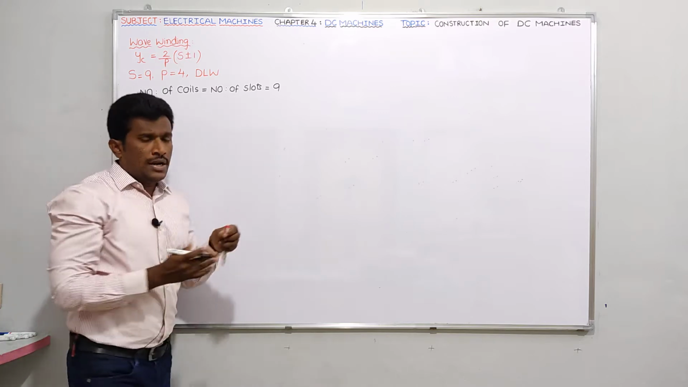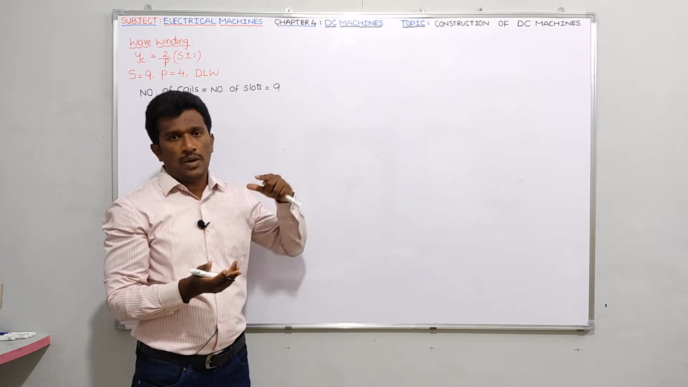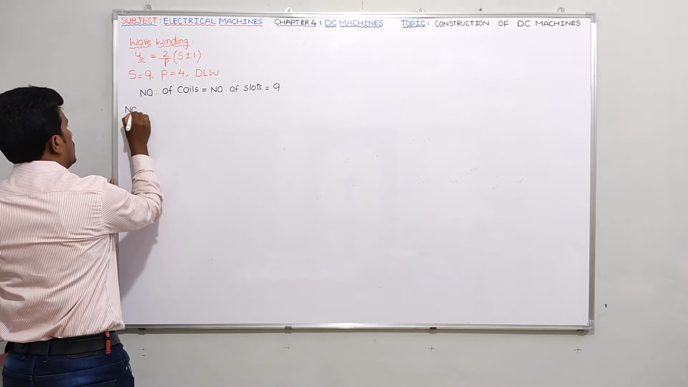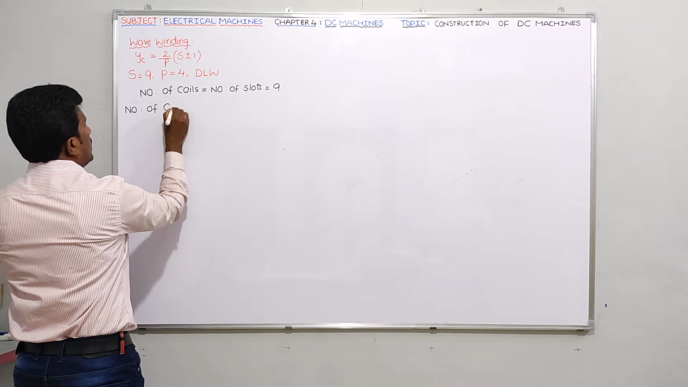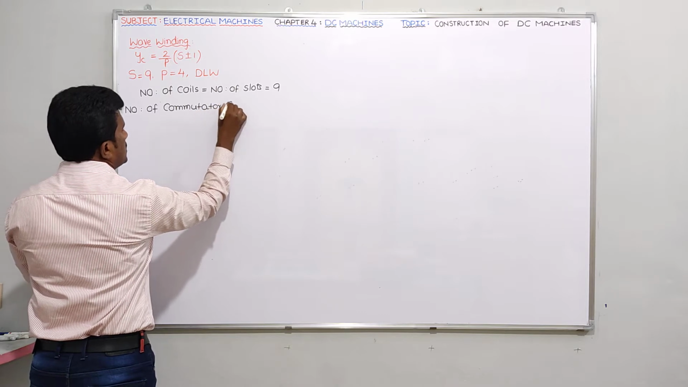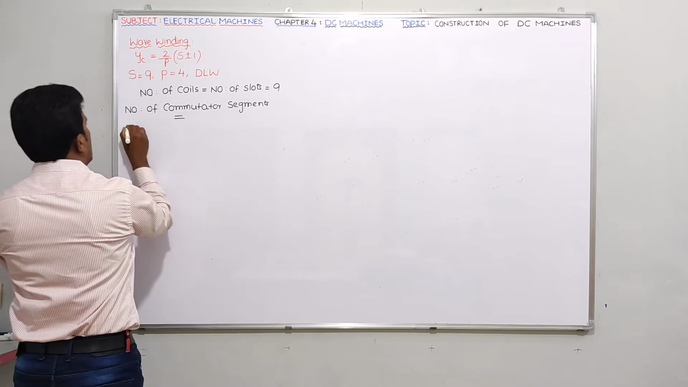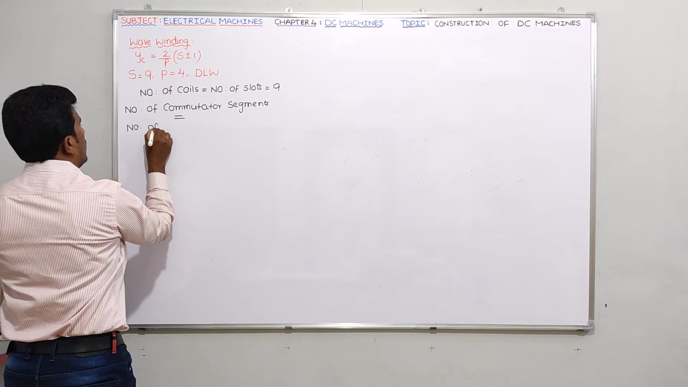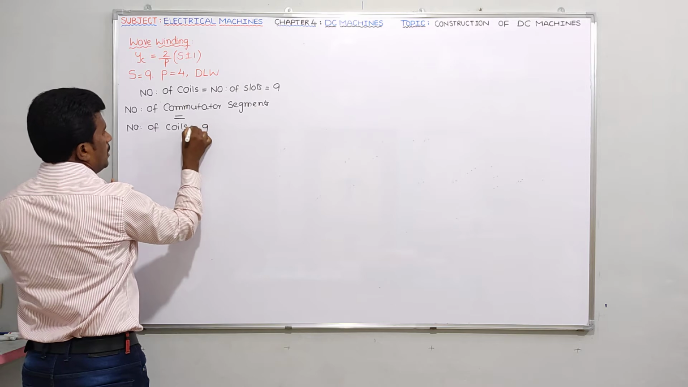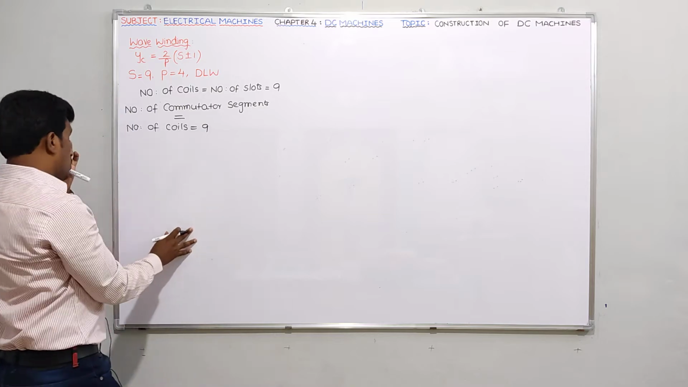And the number of commutator segments will be equal to the number of coils. I explained this relation while explaining the commutator. This we already know. How many coils are there in this example? 9. Therefore, the number of commutator segments will be equal to 9. Is it clear?